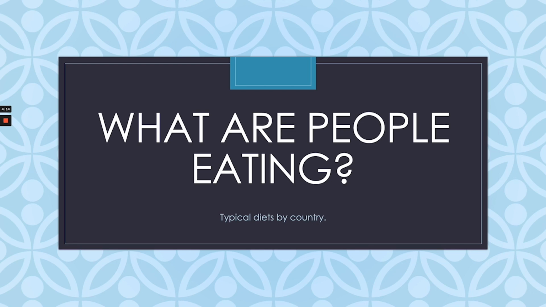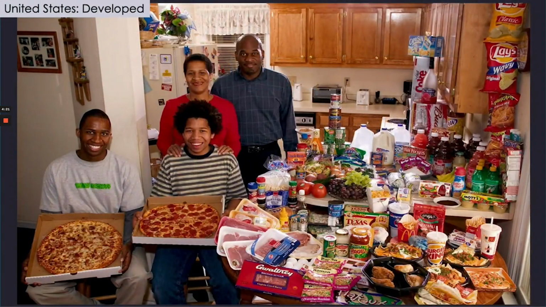So as I flip through the slides, I want you to pause your video to analyze what different countries are eating and pay attention to some trends you observe. So our first country is the United States. This would be considered a developed country. So lots of food. These are all about a week's worth of food. So a lot of food, but is it all healthy? That's what I want you to ask yourselves. And what do you see? Do you see extra fats and things like that in there?